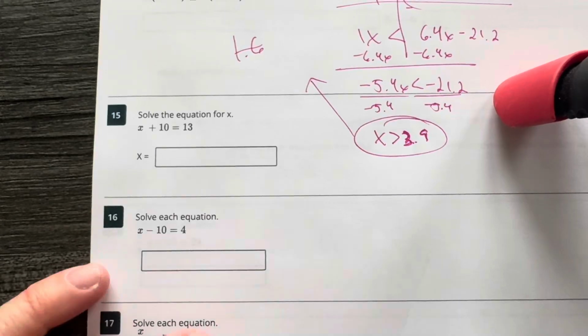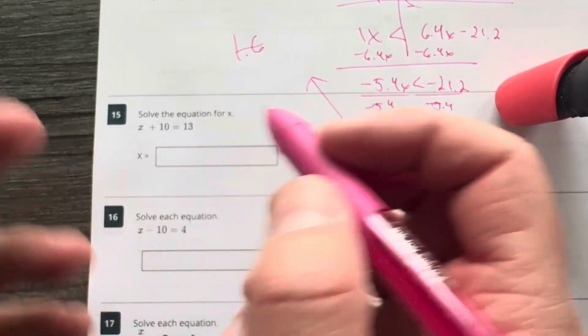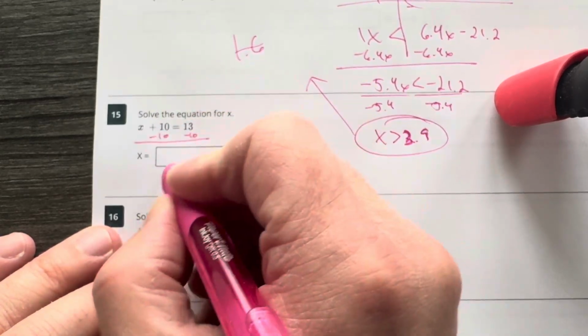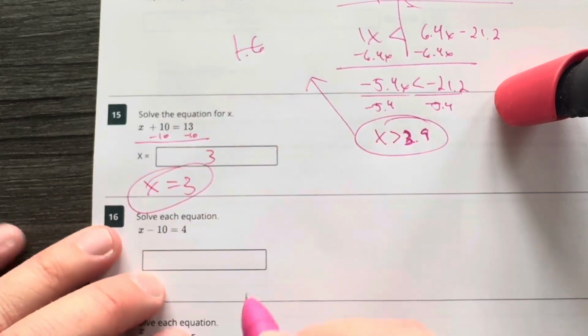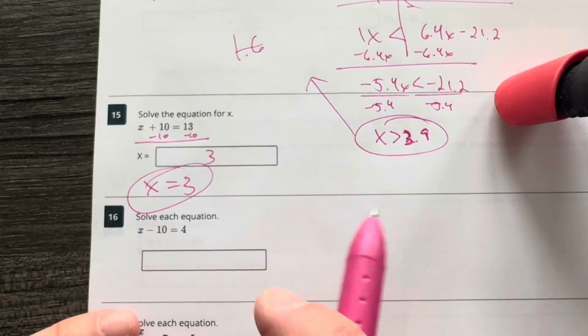Okay. Now let's get into some equations. These should go faster. Equations are also on this test, right? So it's the same process, but we don't have to worry about flipping signs. So on this one, minus 10 on both sides, and then we have x equals 3. Pretty easy stuff. When we have equal signs, there are no inequalities, no flipping signs, nothing like that, okay?